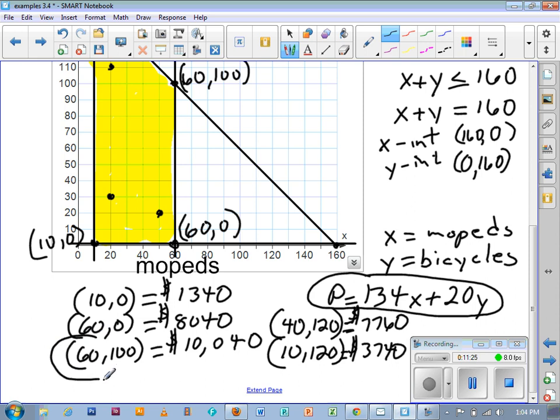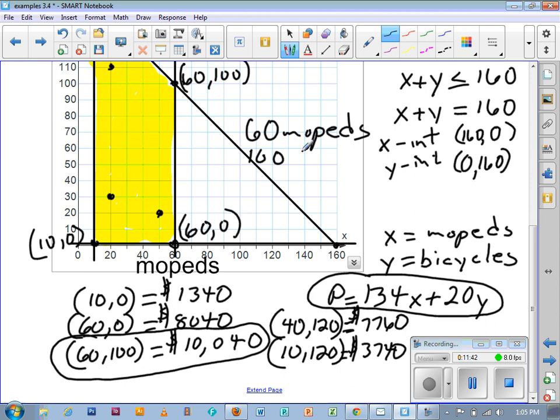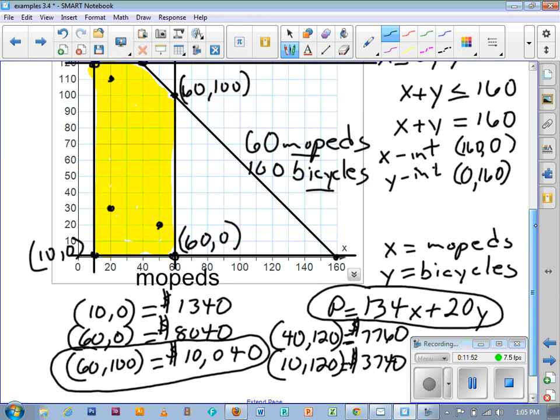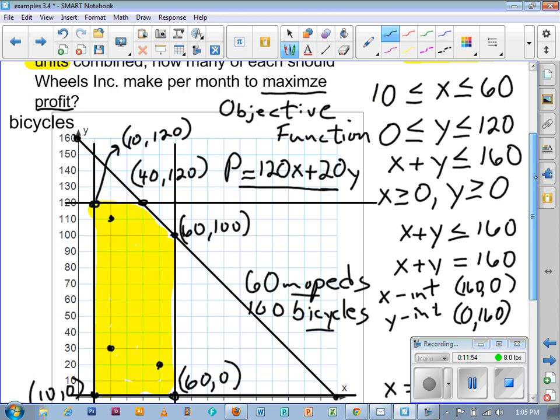So I finally have come to my conclusion of what I should produce in my company. You should produce 60 mopeds and 100 bicycles. That is going to maximize your profit and allow you to stay within the constraints that are listed in the problem.